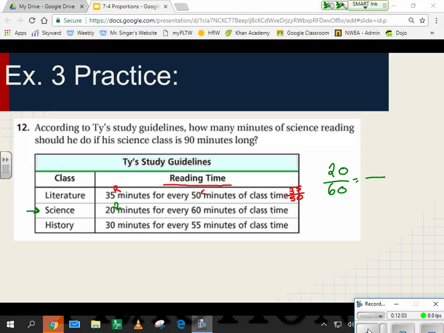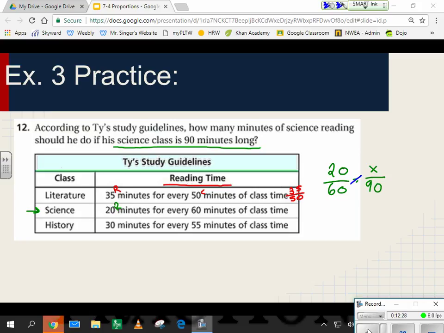Well, in the original problem it says, what are we going to do about Ty's study guidelines if he's got a 90-minute long class? Well, the bottom number in our ratio is the amount of minutes in class. So that means what we got to find out is, what should he be reading if class is a 90-minute long class? Now that our proportion is set up, we just need to cross multiply.